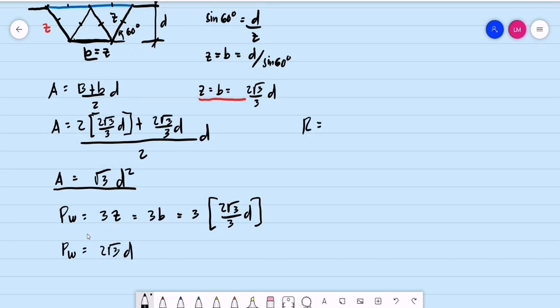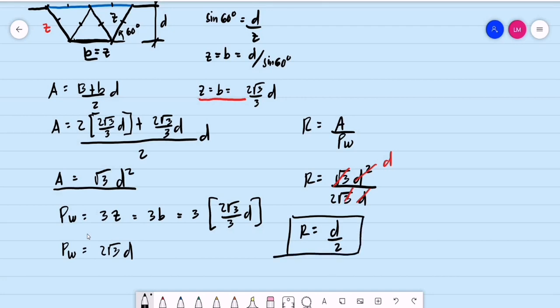Then how do we compute for the hydraulic radius? Hydraulic radius is the area divided by the wetted perimeter. What is our R, or the hydraulic radius? Area is the square root of 3 multiplied by D squared, divided by the wetted perimeter, 2 square root of 3 of the depth. So cancelling D squared and D, we have remaining D, also cancelling square root of 3. Basically, the hydraulic radius for the most efficient trapezoidal section is simply D over 2, similar to the hydraulic radius for the most efficient rectangular section.